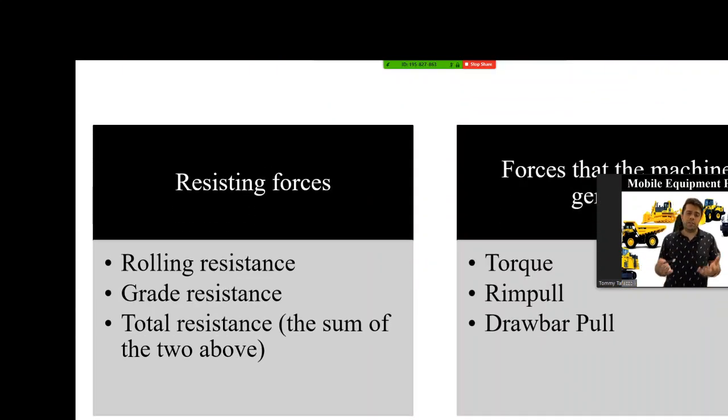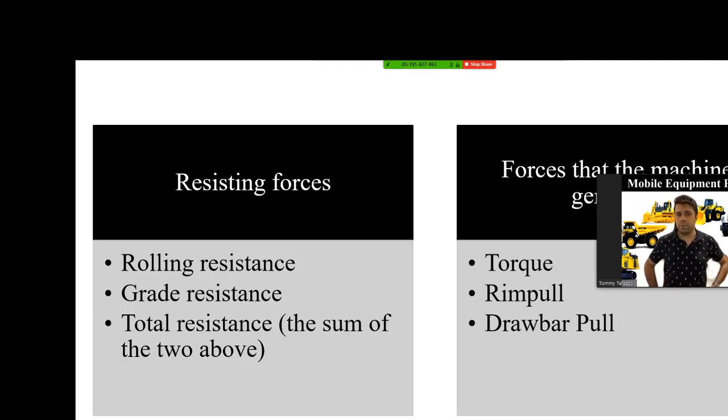So technically in this chapter, we're talking about two different types of forces. The first type are the forces that resist against the equipment to move. In other words, the equipment has to overcome these forces to move. These resistant forces are two. Number one is the rolling resistance, and number two is the grade resistance.